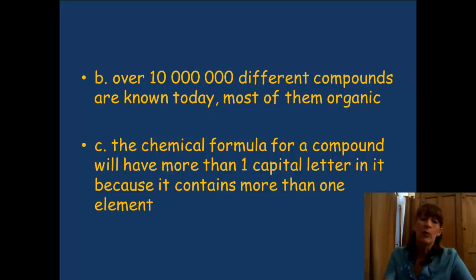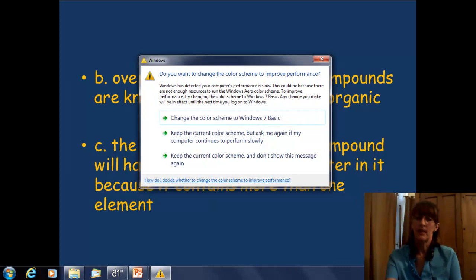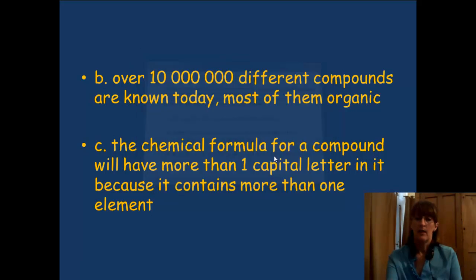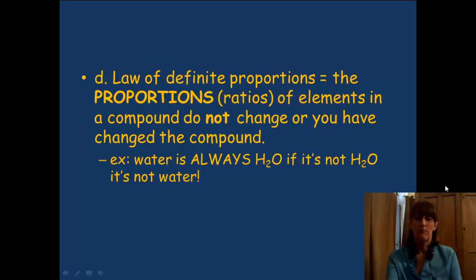The chemical formula for a compound will have more than one capital letter in it because it contains more than one element. So remember, the symbols for the elements, one capital letter, and if there are 2 letters, one capital, one lowercase. When you have a compound, you're going to have more than one capital letter. That tells you that you're going to have more than one element in there.